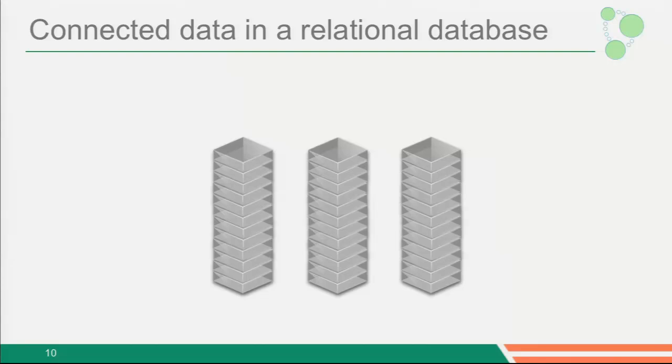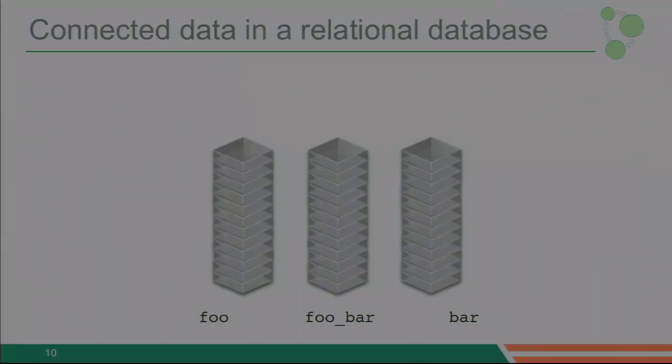So let's look a little bit at how that works in a relational database. Let's assume that we have a couple of tables. We have some foo tables and we have some bar tables, and we want to link them together. So we have foo items, we have bar items. If we want to connect foo items with bar items, what do we do in a relational database? Well, we put together a join table. We call this one foo bar, right?